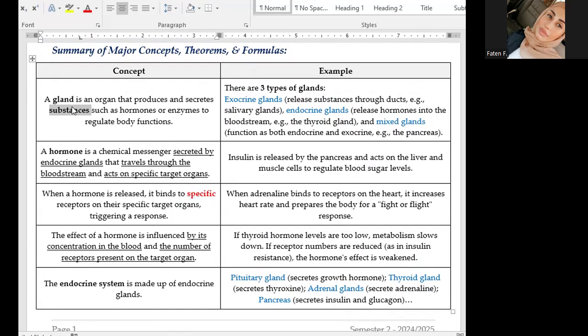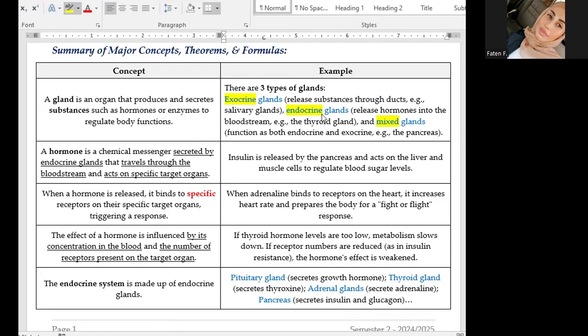to regulate body functions. There are three types of glands. We have endocrine glands, exocrine glands, and we also have the mixed glands. They differ in their functioning. Let's start with exocrine glands. So exocrine glands, they are connected to ducts, to special pathways in which they release chemicals, like for example salivary glands. They release saliva into special ducts inside the mouth.